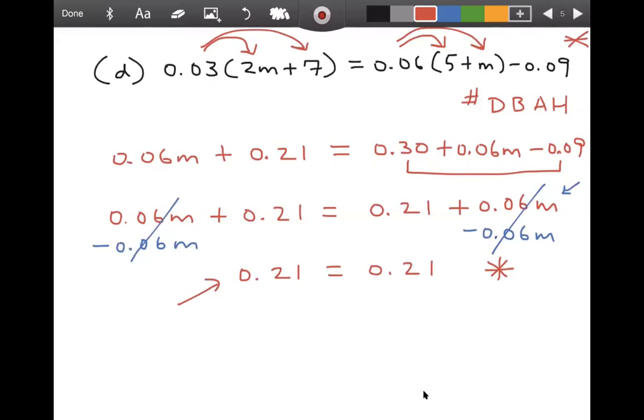Well, the answer is all of them. 0.21 is always equal to 0.21. All right, that equation is always true. Therefore, the equation that I started with must always be true. So in this situation, what you say is the solution is all real numbers.